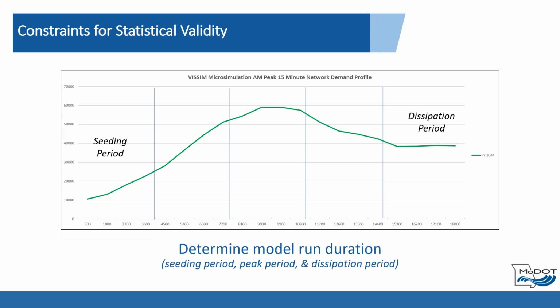Another important constraint is model run duration. Model run duration includes the seating period, the peak period under evaluation, and a dissipation period after the peak if needed, to ensure that congested conditions dissipate so all demand can enter the network. If the analyst is satisfied that after running the full model duration, congestion does dissipate in the post-peak period, then the model duration for collection of MOEs can be set to the end of the peak period to avoid unnecessary additional model run time.